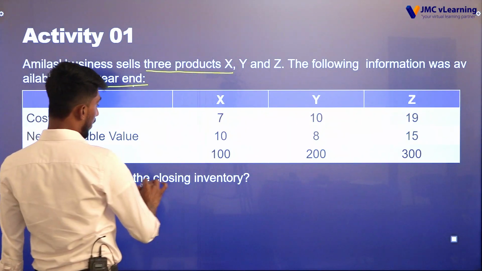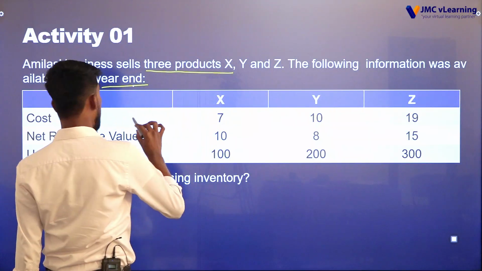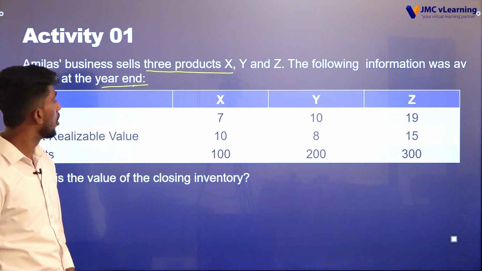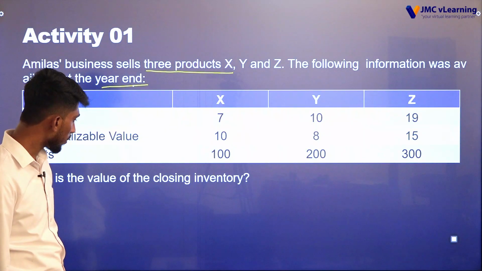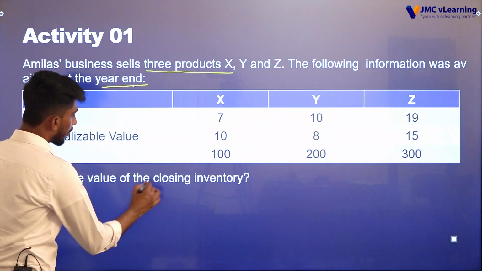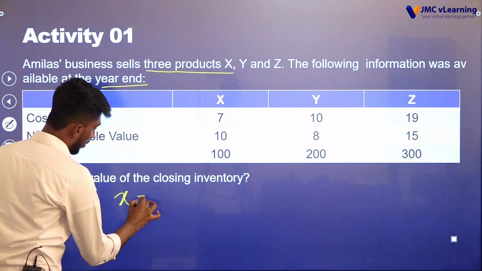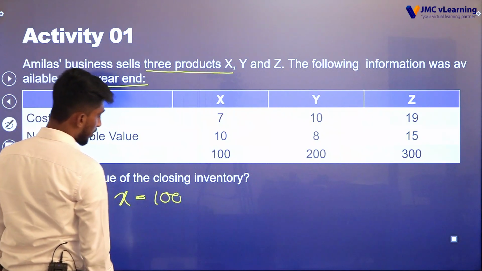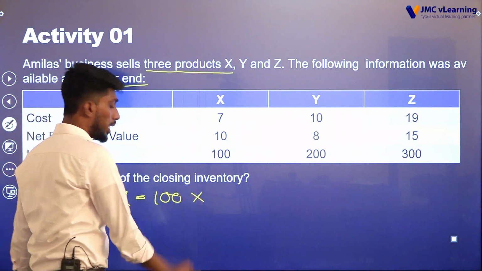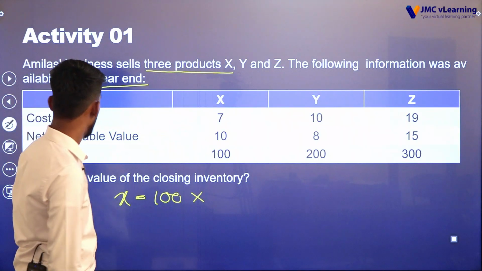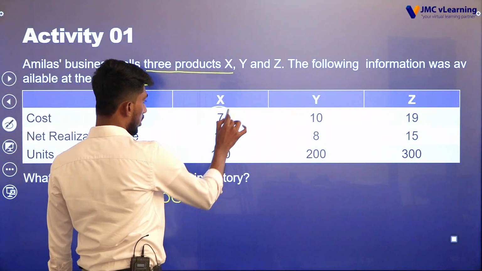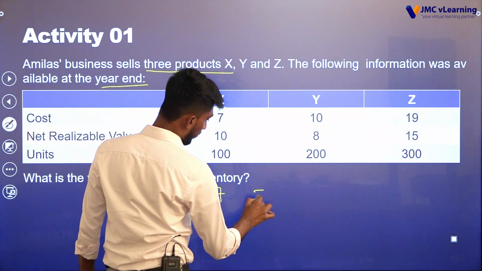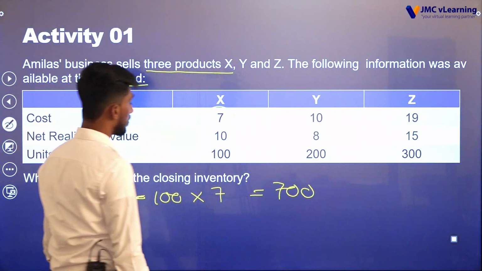Now, you know when we are valuing the inventory, we need to take the lower of cost and net realizable value. We need to take the lower amount. So, for X, number of units 100 into what is the lower value? Here the lower value is cost. So, we need to recognize it at cost. So, 100 into 7, that is 700.